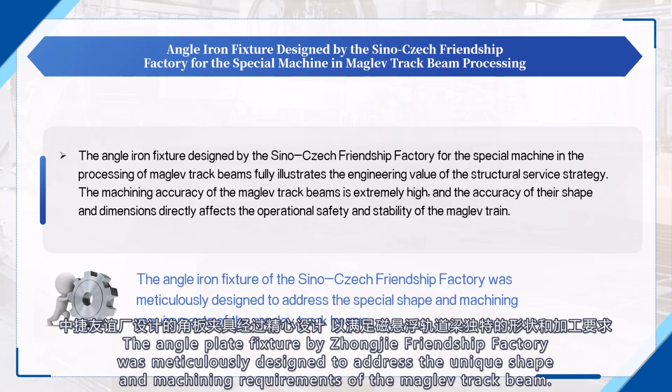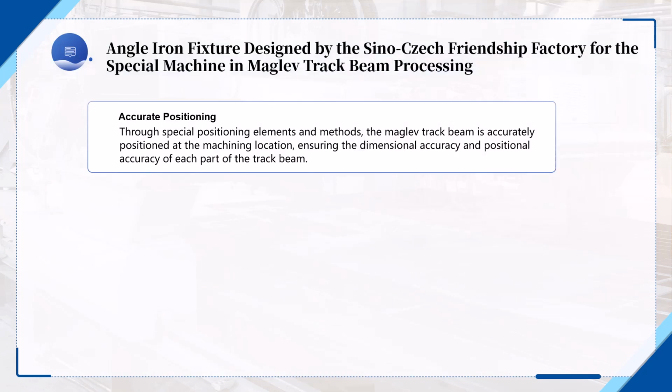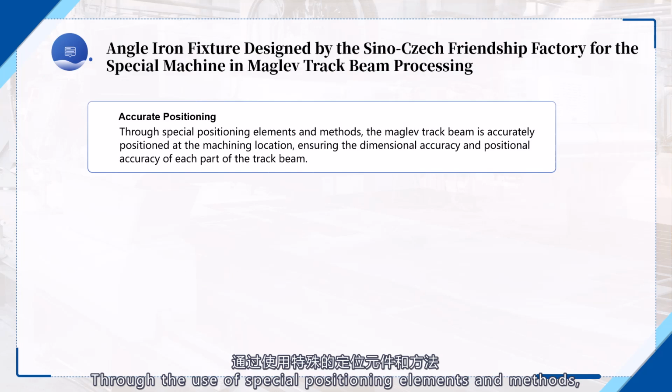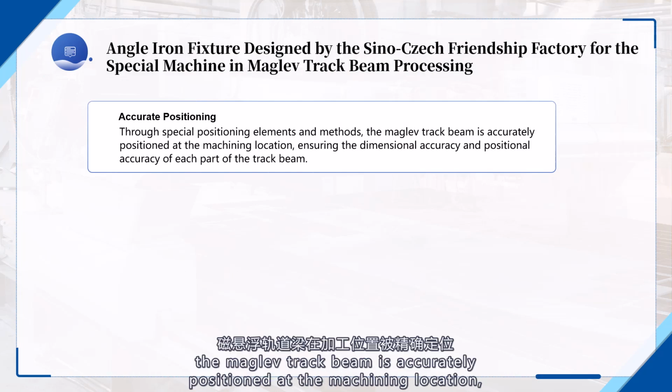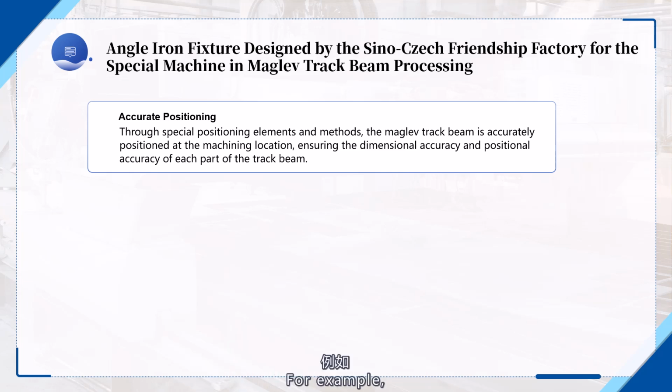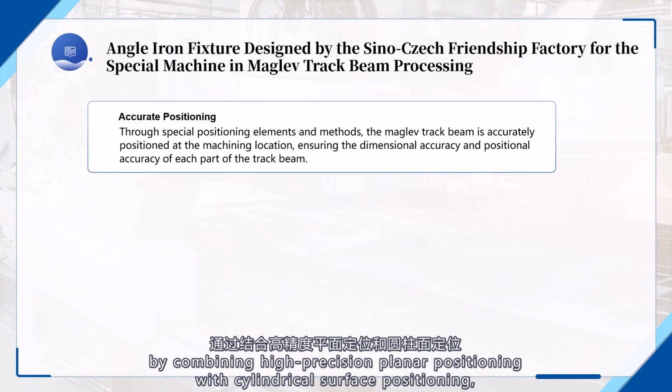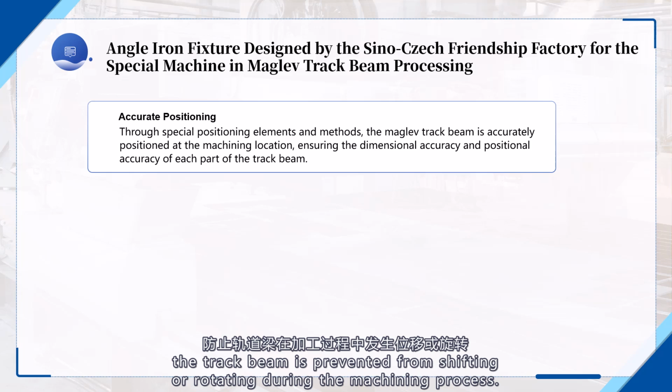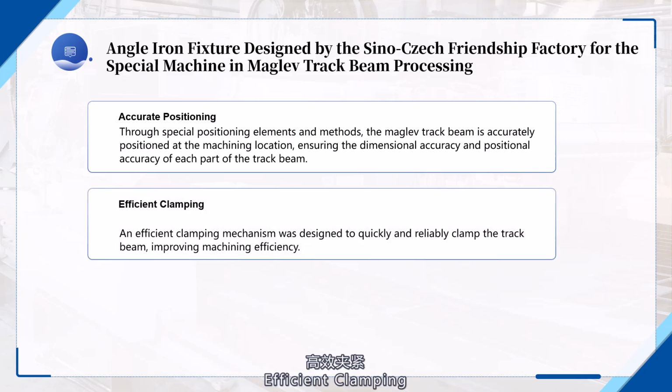the maglev track beam. Precise positioning. Through the use of special positioning elements and methods, the maglev track beam is accurately positioned at the machining location, ensuring the dimensional and positional accuracy of all parts of the track beam. For example, by combining high-precision planar positioning with cylindrical surface positioning, the track beam is prevented from shifting or rotating during the machining process.